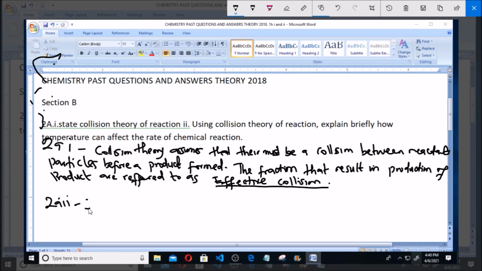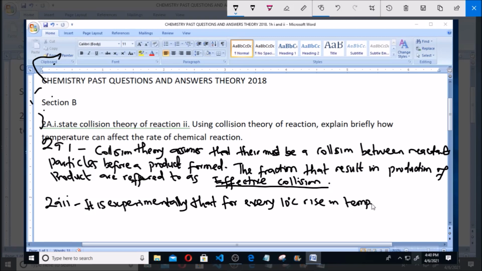So it is experimentally proven that for every 10-degree rise in temperature, the reaction rate doubles.